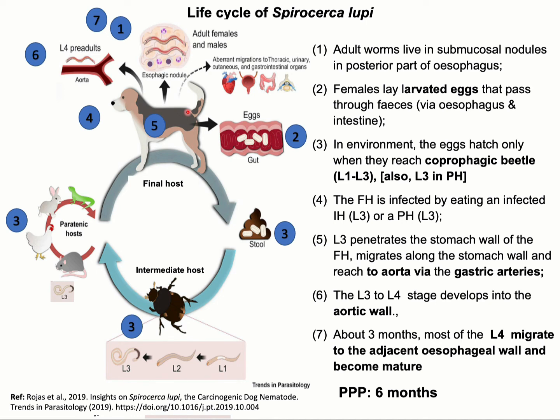And as I mentioned earlier, after 3 months, L4 stages will migrate to the adjacent esophagus, and the mature parasite will be found within the granuloma. So usually, an adult Spirocerca lupi can survive in the final host for more than 2 years and can shed their eggs for a long period of time. For the completion of the life cycle of this parasite, it takes around 6 months.